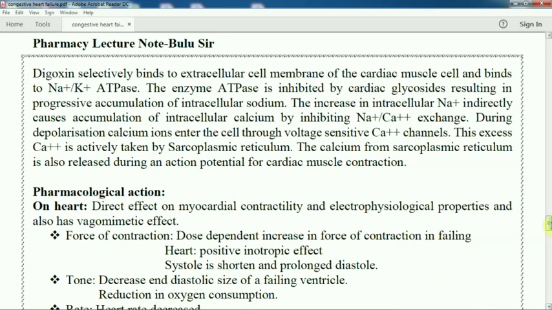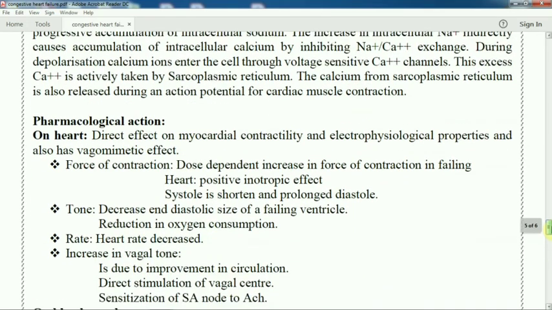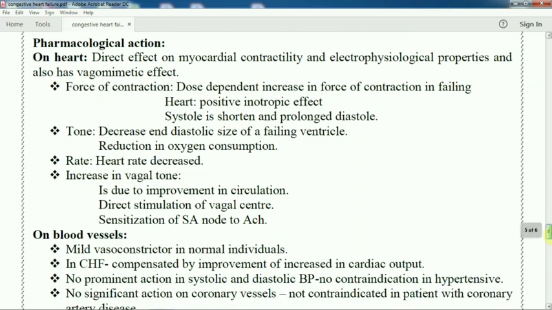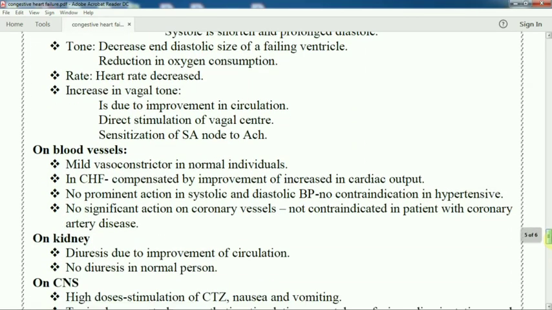Force of contraction increases. So a dose dependent increase in the force of contraction in failing heart. The tone decreases the diastolic size of a failing ventricle, with reduction in oxygen consumption. So heart rate decreases. So increased vagal tone is due to improvement in circulation. Direct stimulation of vagal center, sensitizes the SA node to acetylcholine.